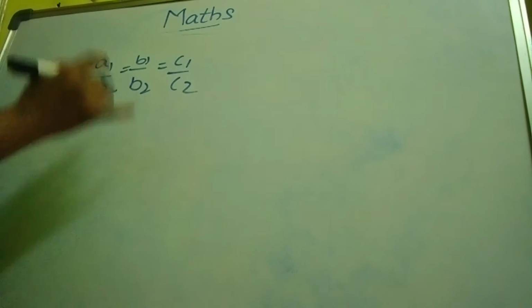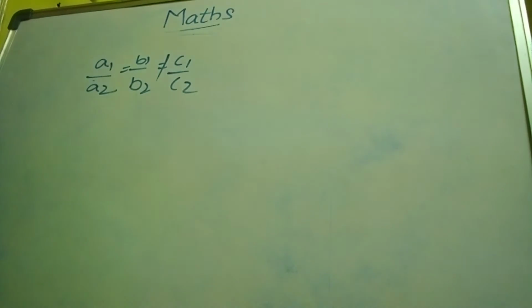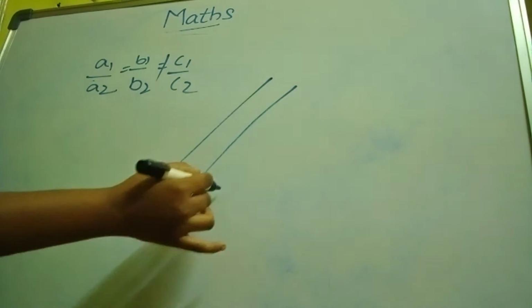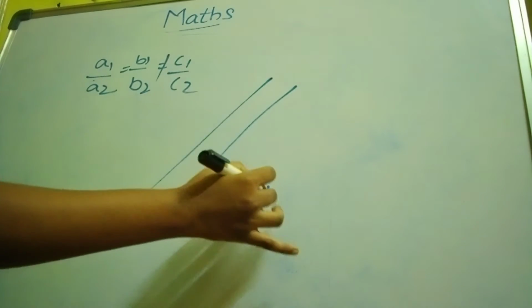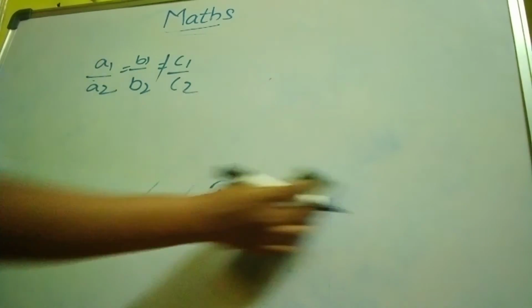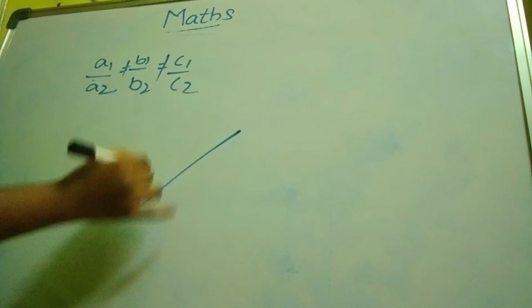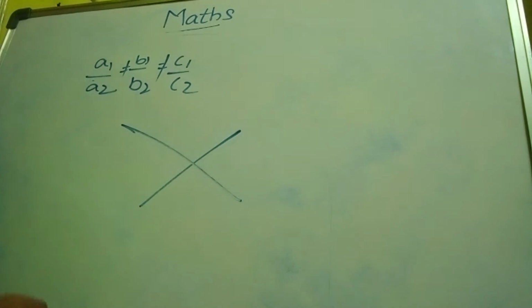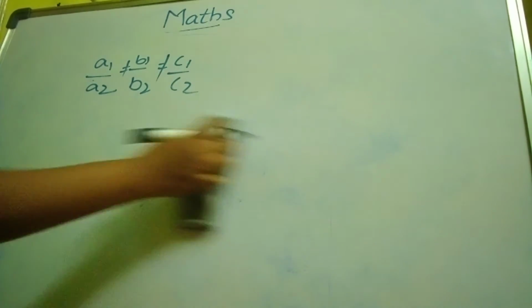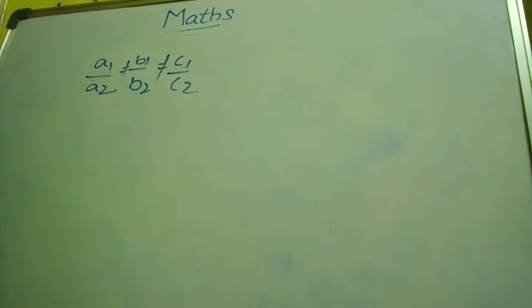Okay. If a1 by a2 is equal to b1 by b2 is not equal to c1 by c2, the lines will be like this, parallel lines we will get in the graph, and these are inconsistent. If all three are not equal, the lines will intersect like this and we'll get consistent answer. There will be a unique answer.